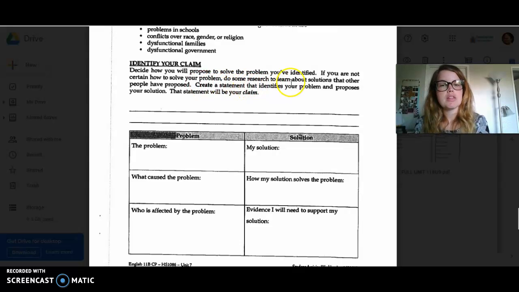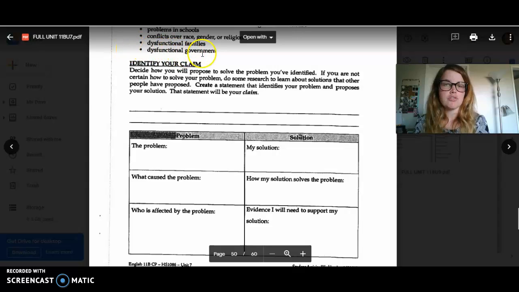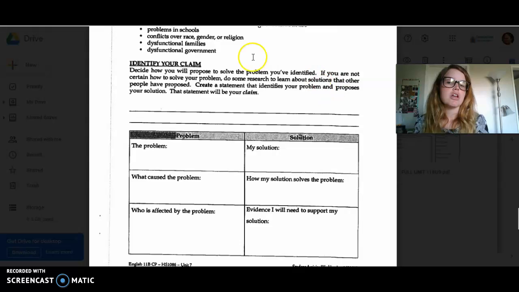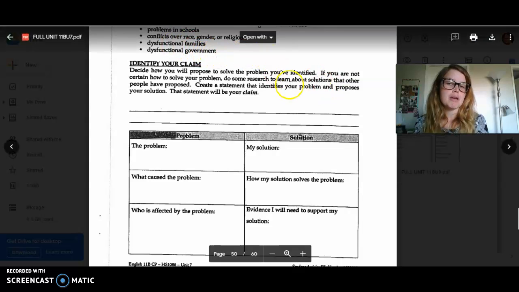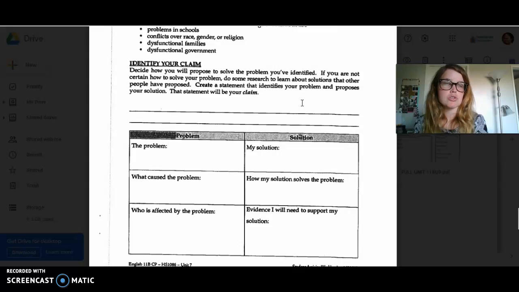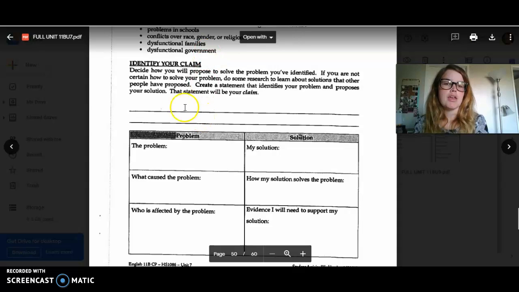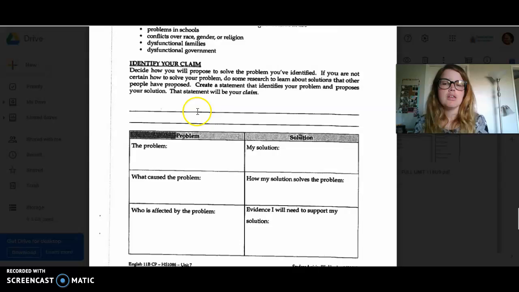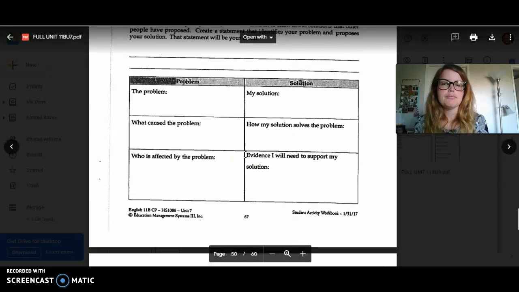Create a statement that identifies your problem and proposes your solution. That statement will be your claim. So in America today, we have a dysfunctional government. There's my problem. In order to solve our dysfunctional government, the best course of action would be to become a socialist nation. There you go. Now I have my problem and my proposed solution, right? That's my claim. And then I have to fill this out.